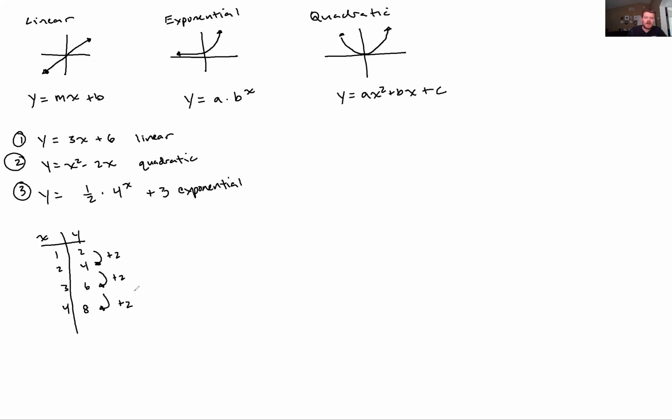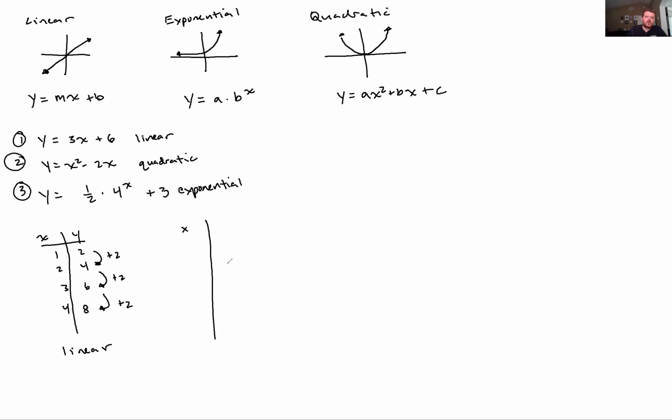Anytime you have a pattern of addition or subtraction, you're going to have a linear function. So the answer to this type of question would be linear. That's what type of function it is.